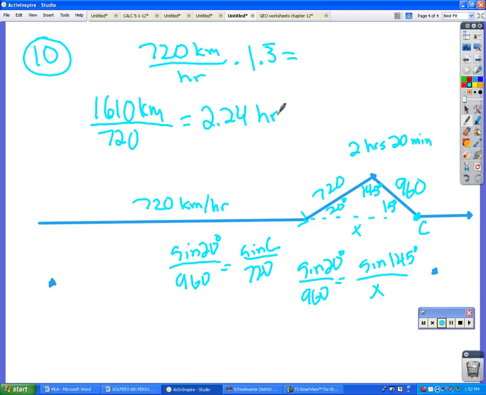So it would have taken him 2.24 hours instead of the 2 hours and 20 minutes that it took here. So that would be 2 hours and how many minutes is 0.24 of an hour? Go 0.24 times 60. A little over 14 minutes. So how much longer did it take him to go this way instead of this way? About 6 minutes. Big whoop-de-doo.